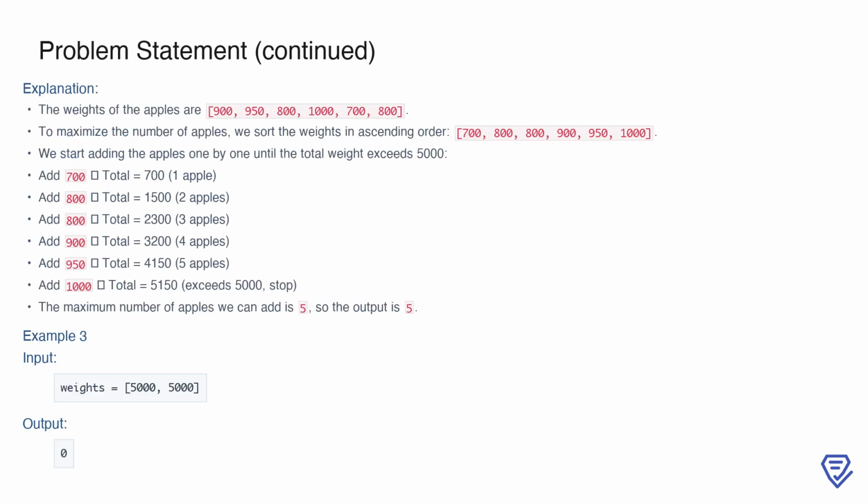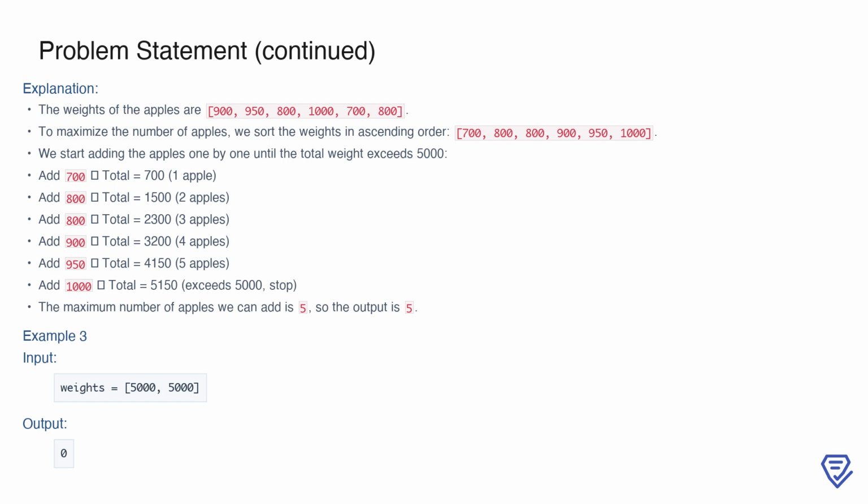Let's break down the second example in detail. The weights of the apples are 900, 950, 800, 1000, 700, 800. First, we sort the weights into ascending order to prioritize lighter apples: 700, 800, 800, 900, 950, 1000. Then, we start adding apples one by one while keeping track of the total weight.